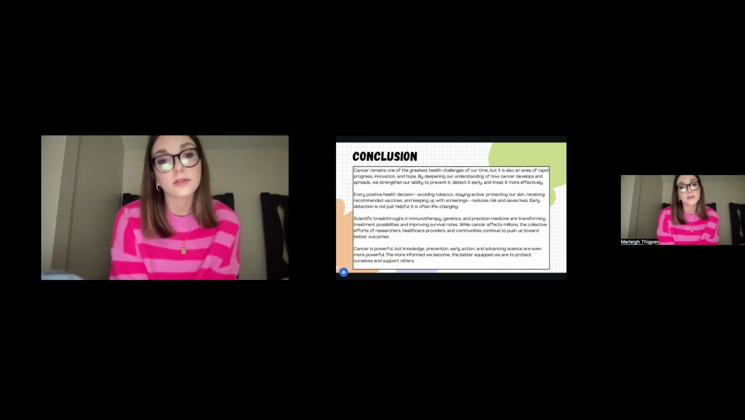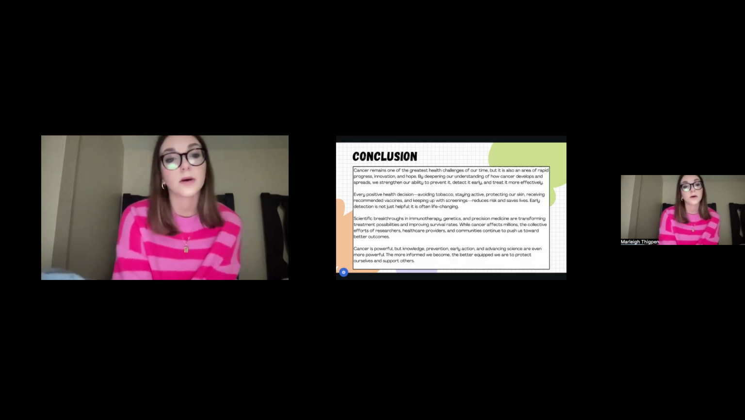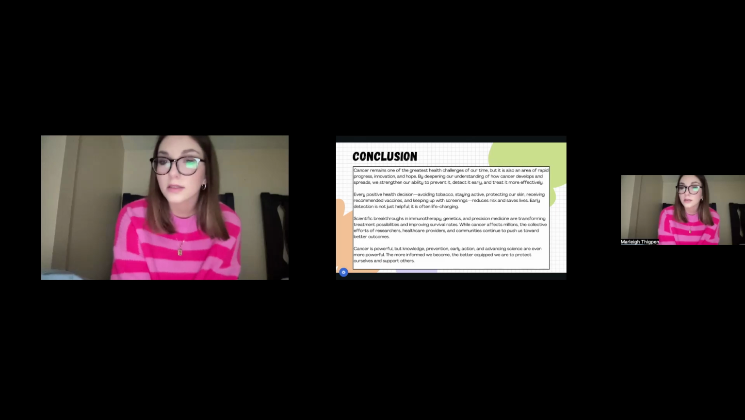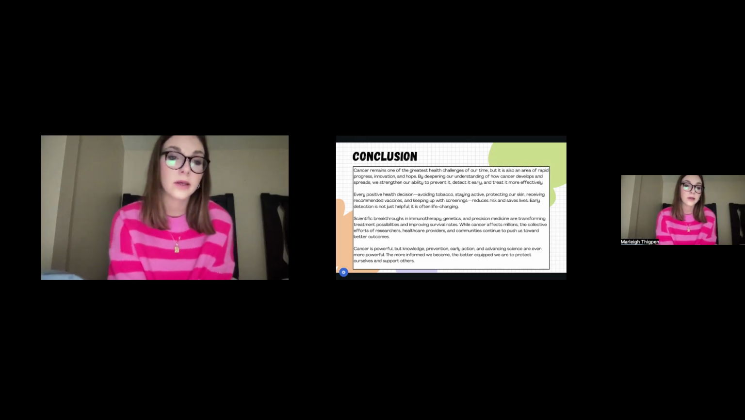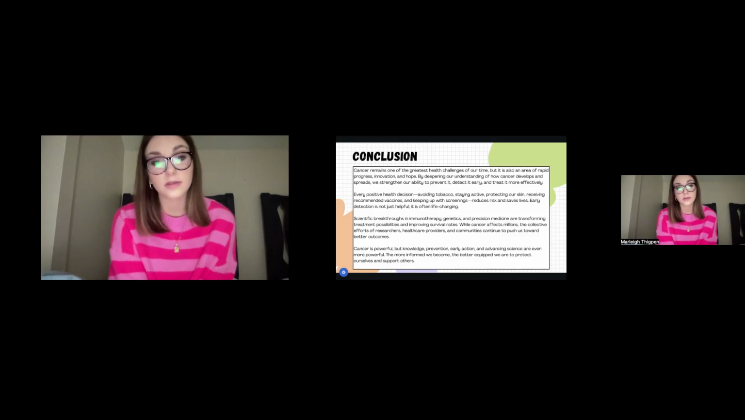So, scientific breakthroughs in immunotherapy, genetics, and precision medicine are transforming treatment possibilities and improving our survival rates. While cancer affects millions of people, the collective efforts of researchers, healthcare providers, and communities continue to push us toward better outcomes. Cancer is a very powerful disease, but being knowledgeable and allowing prevention, early action, and advancing science are even more powerful than this disease. The more informed we become, the better equipped we are to protect ourselves and support our loved ones.